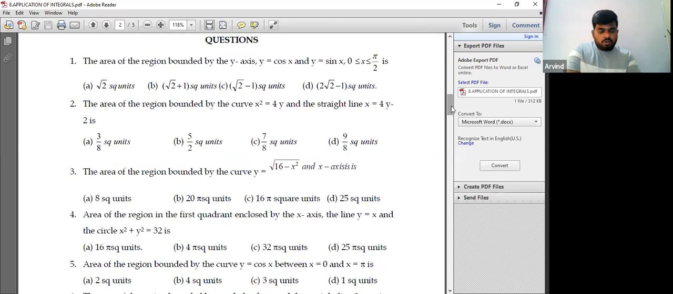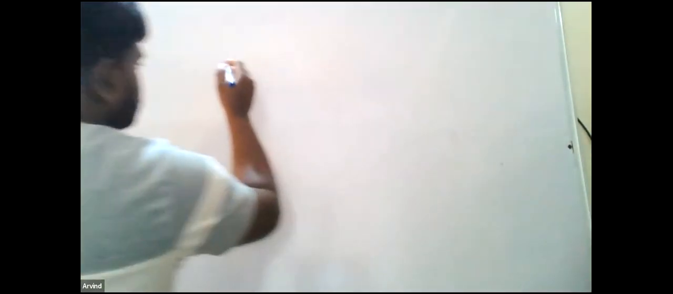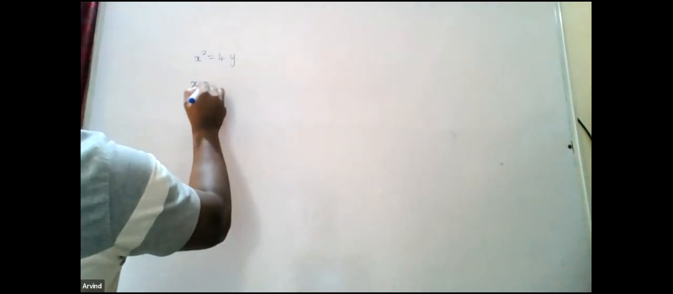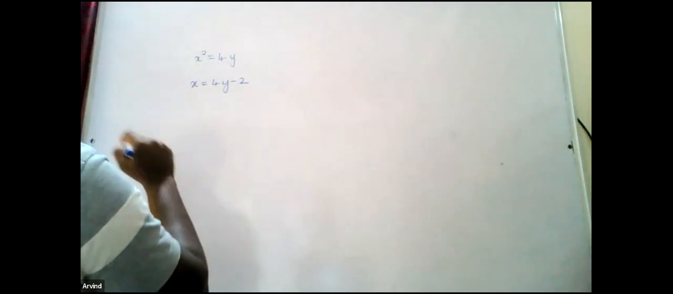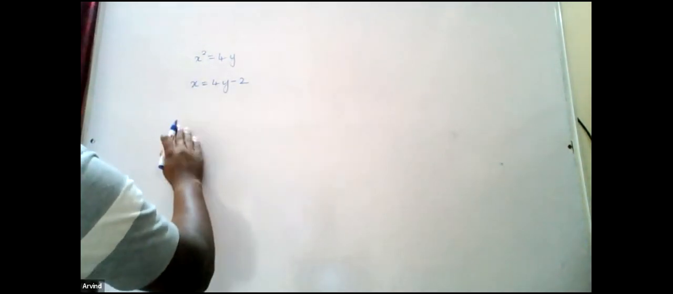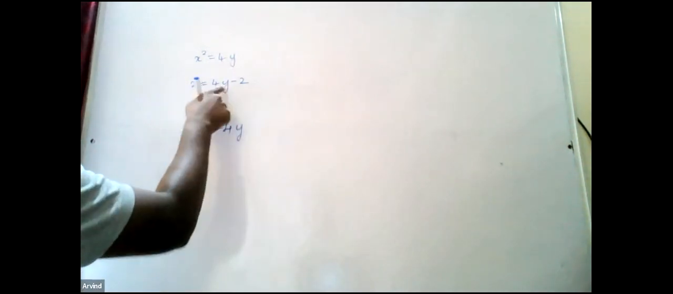The area of the region bounded by the curve x square is equal to 4y and x is equal to 4y minus 2. So the two curves are x square is equal to 4y and x is equal to 4y minus 2. First we have to find the two intersecting points. Okay. Now, in place of x we'll put this. X square is equal to 4y.